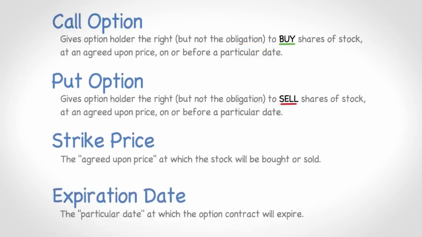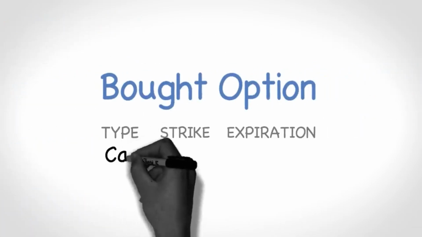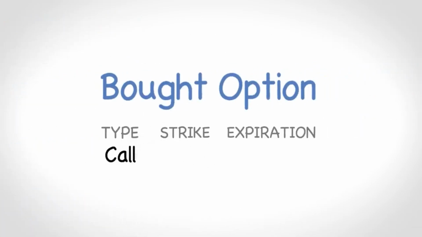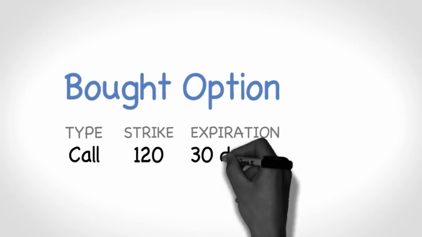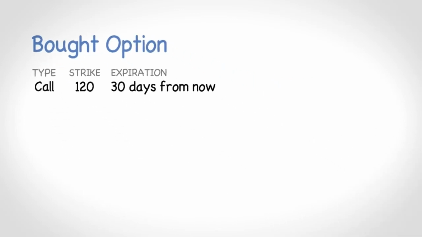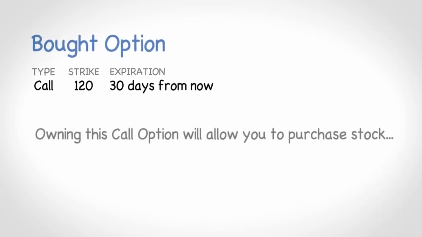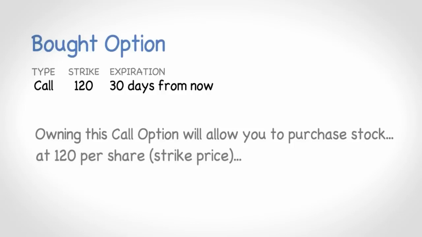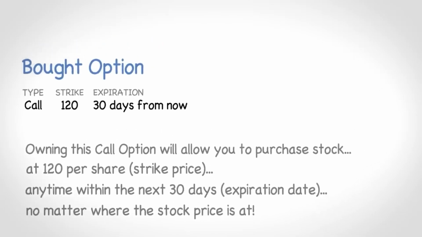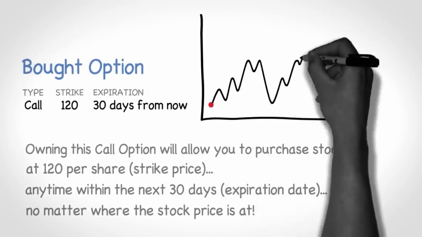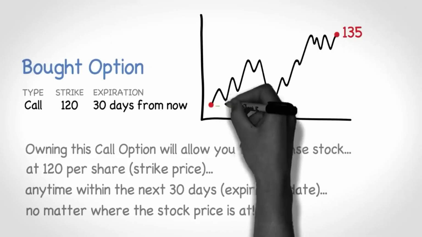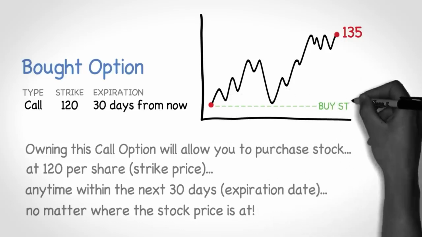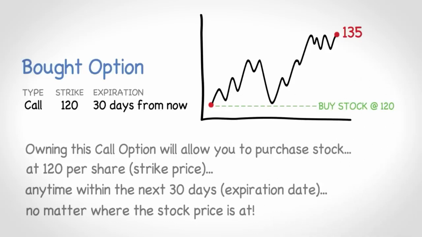Now, we got those out of the way, but in layman's terms, let's say you bought a call option, so you are the option holder, and the strike price of this call option is $120, and it expires in 30 days. Owning this call option will allow you to purchase the stock at $120 any time during the next 30 days, no matter where the stock goes. So if the stock goes up to $135 within the next 30 days, then fortunately for you, you own a call option that allows you to buy stock at $120 even though the stock is currently trading at $135.